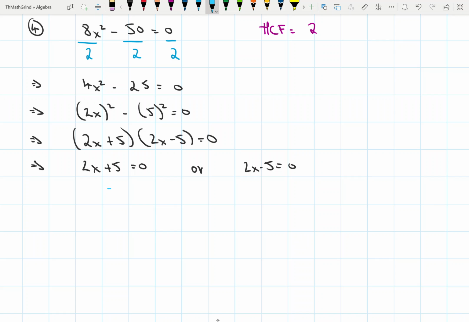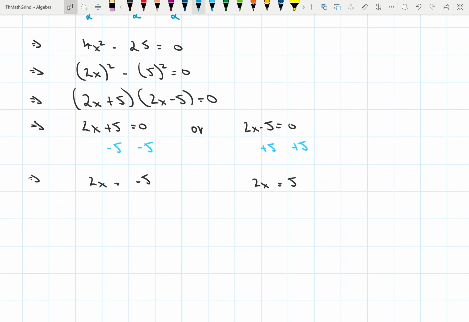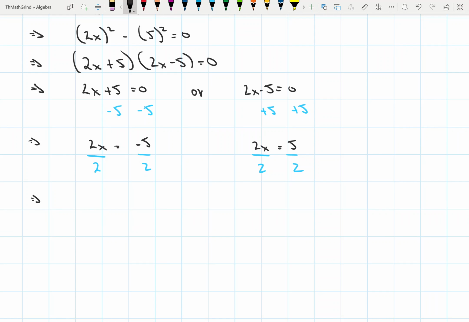And quickly solving, I'm going to minus 5 from both sides here. On this side, I'm going to plus 5 to both sides. I'll end up with 2x is equal to negative 5. And on this side, 2x is equal to positive 5. And then I'm going to divide both of those by 2, because with difference of two squares, they usually work out similar enough. So x is negative 5 over 2, or positive 5 over 2. And there are just some quick examples on highest common factor and difference of two squares.